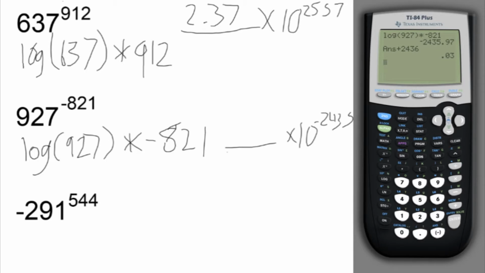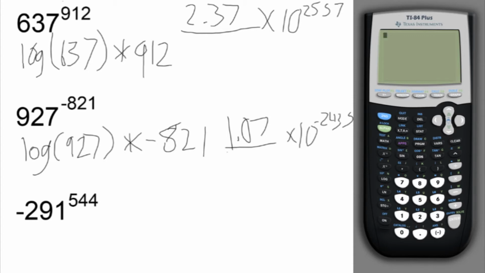Now for the last step again, we're going to hit second log, which is 10 to the power of x. And then we're going to hit second negative, which is answer. And then we just need to click enter, and we have 1.07. So we can just write that in right here. And that's our final answer: 1.07 times 10 to the power of negative 2,435.